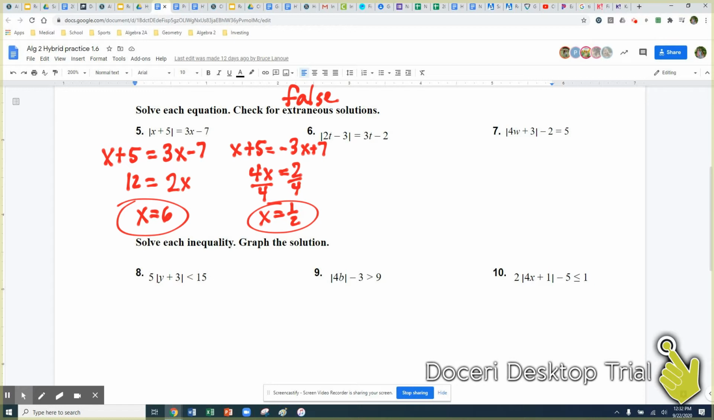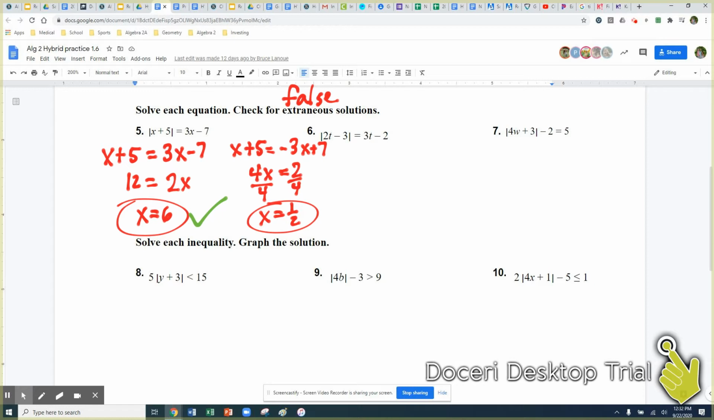6 goes into this x. 6 plus 5 would give us 11. Absolute value of 11 is still 11. That one's good. That's what we get on the left side. 3 times 6, 18, take away 7, 11. 11 equal 11? Perfect. So that is the solution. I'm just going to put a green check mark next to it. There's that one. Over here, 1/2.